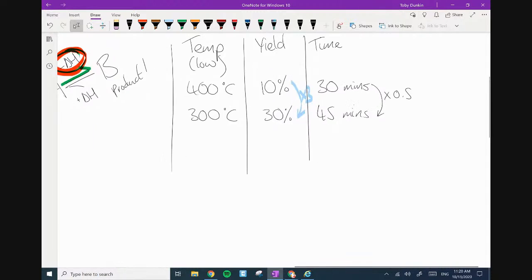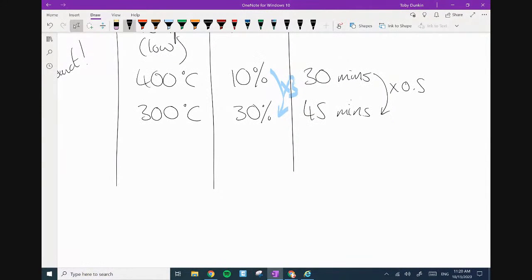Now at this point you go, oh, hang on a sec. Let's lower the temperature even further. Let's go to 200 degrees Celsius. Now when we go to 200 degrees, I now have a 40% yield increase. So I now got 40% yield. I've gone up by another 10%. But this time it's going to take me an hour. It's going to take me 60 minutes.